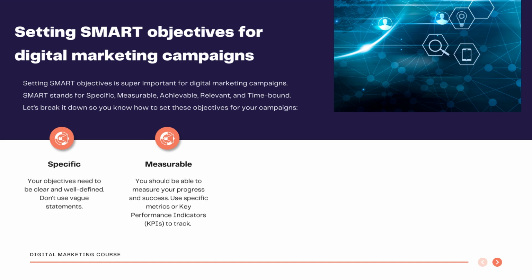2. Measurable. You should be able to measure your progress and success. Use specific metrics or key performance indicators, KPIs, to track. For example, increase website conversion rate by 15% or achieve 10,000 social media followers.